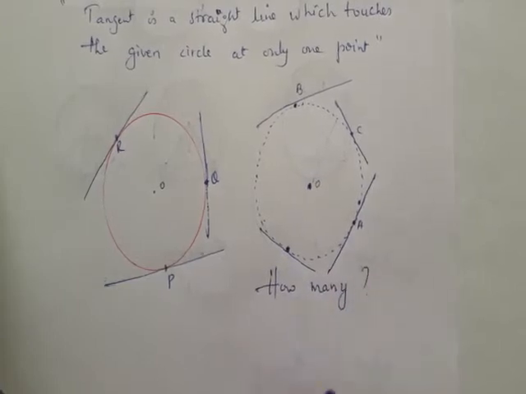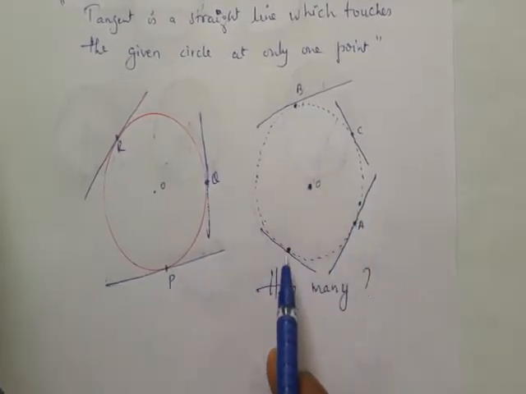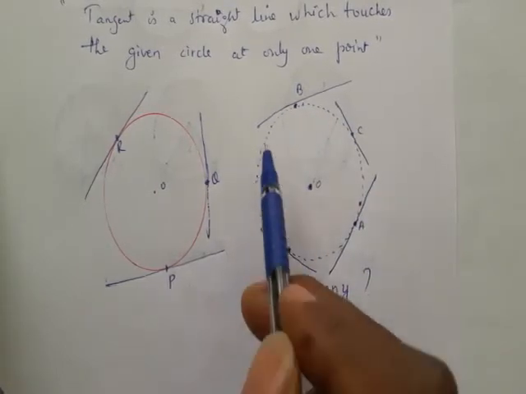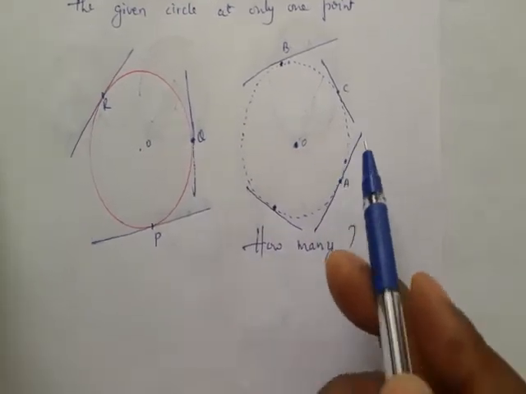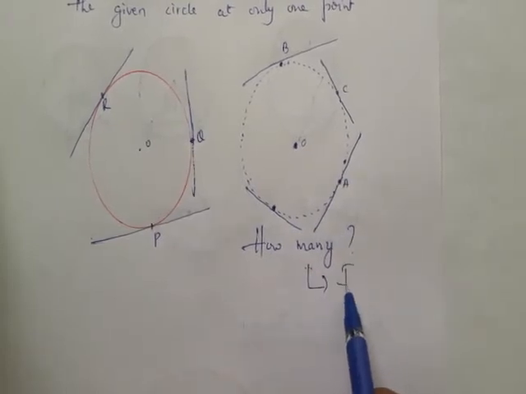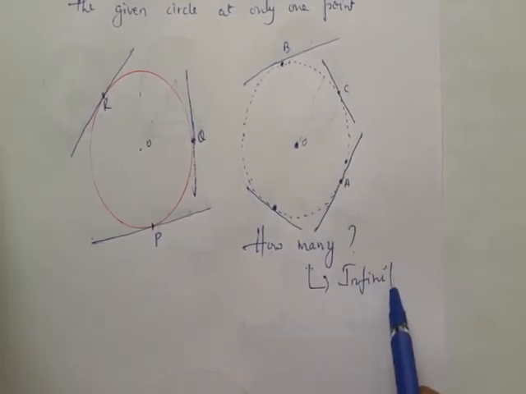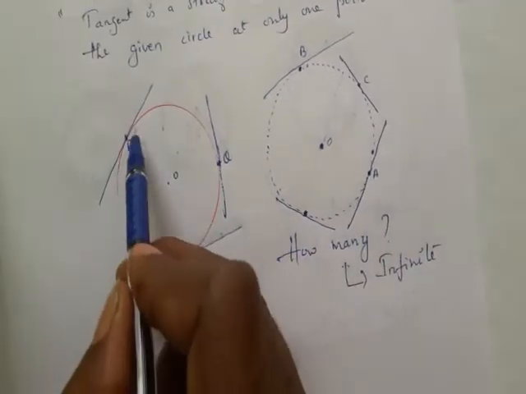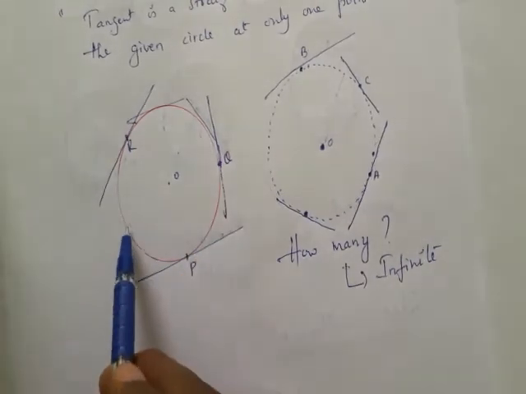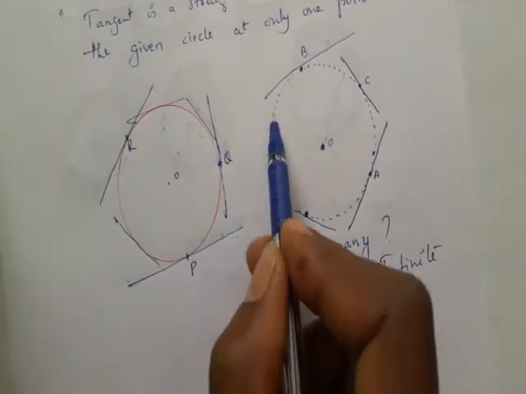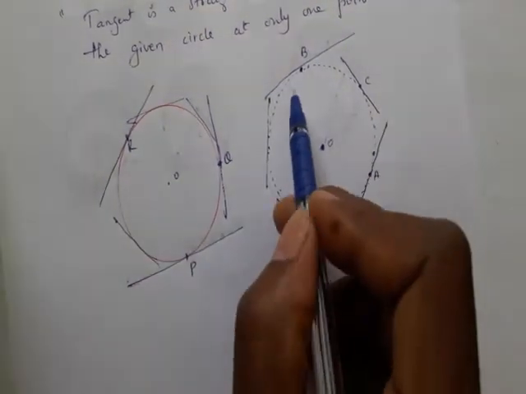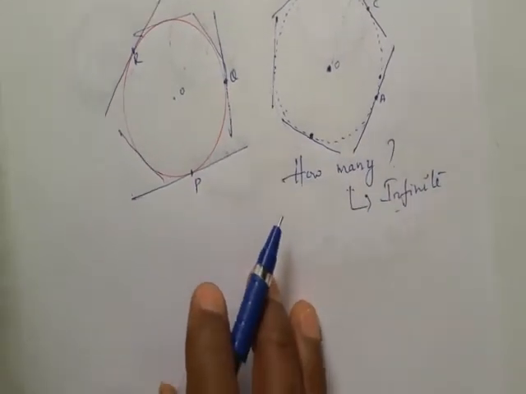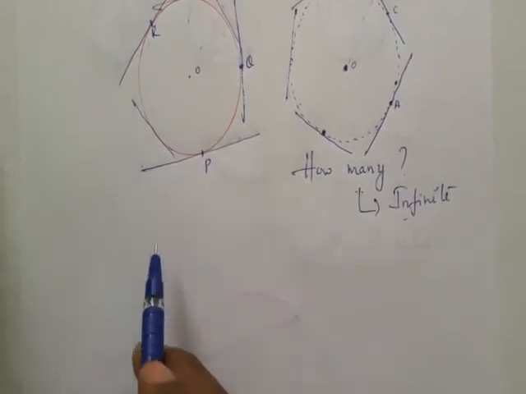How many tangents can you draw? A circle has an infinite number of points. So for each point, if you draw a tangent, how many tangents can you draw? Infinite. So for the given circle, an infinite number of tangents can be drawn. Here one, here one, here one, like that you can try at infinite points, because the circle has infinite points. Therefore, how many tangents? Infinite number of points, infinite number of tangents.